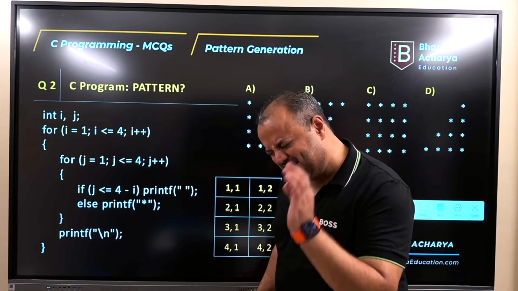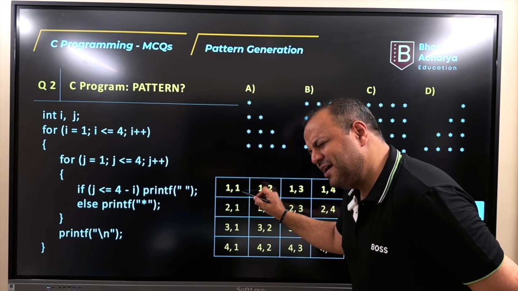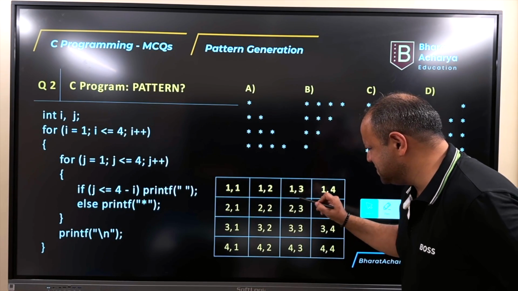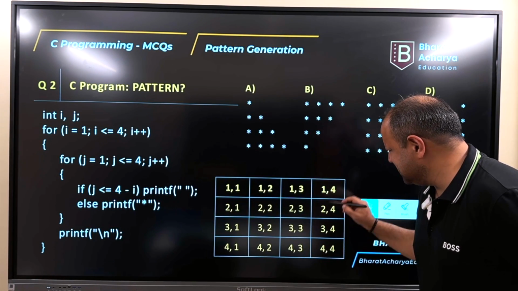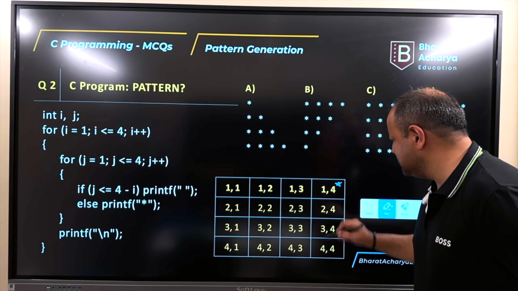If J is less than equal to 3, this is J, 1. Is 1 less than equal to 3? Yes, so skip this. Skip this. Skip this. Print a star. So you will get a star here.